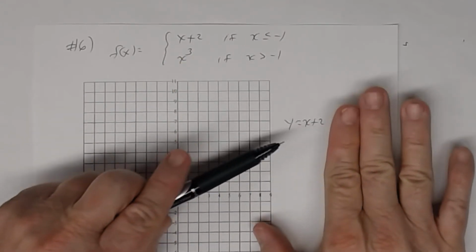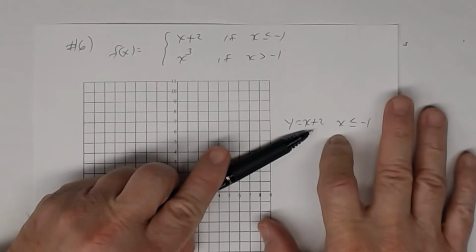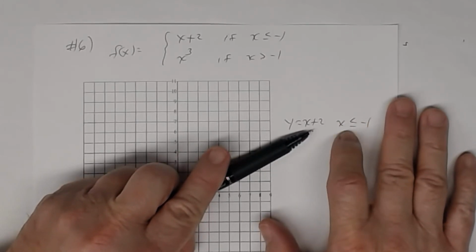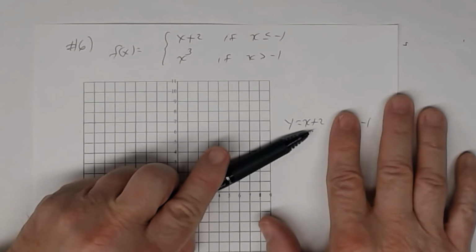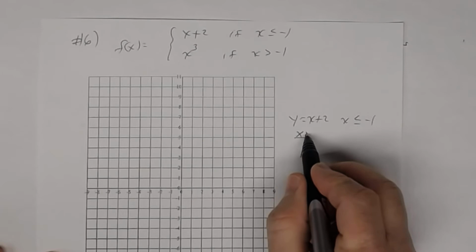Remember, if there was no restriction, if the domain was all real numbers, this would be a line. But I have a restriction, right? So it's going to be a ray instead in this case. But I'm still going to use 2 points. All I need are 2 points.